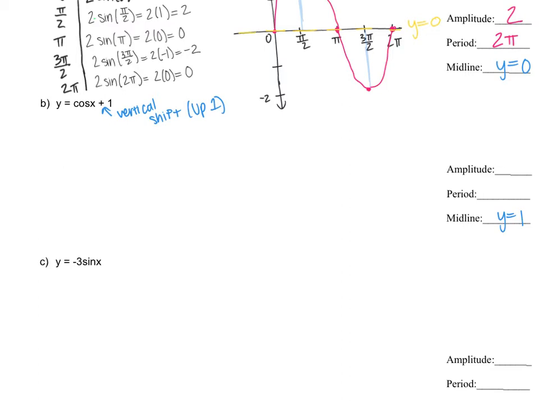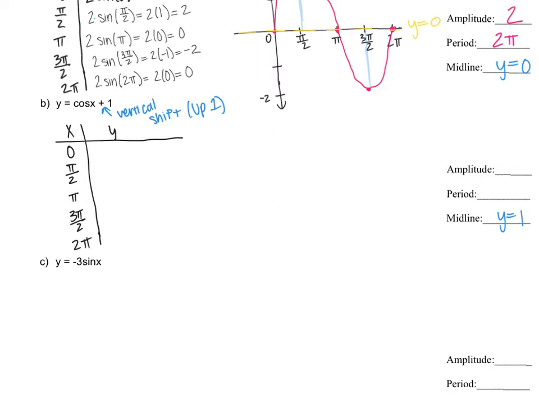Now we're going to make a table so that way we can investigate what our x and y values are going to be. So x values, I always keep it the same as 0 to 2 pi, and then just every half a pi. So pi over 2, pi, another half a pi, so 3 pi over 2, and 2 pi.